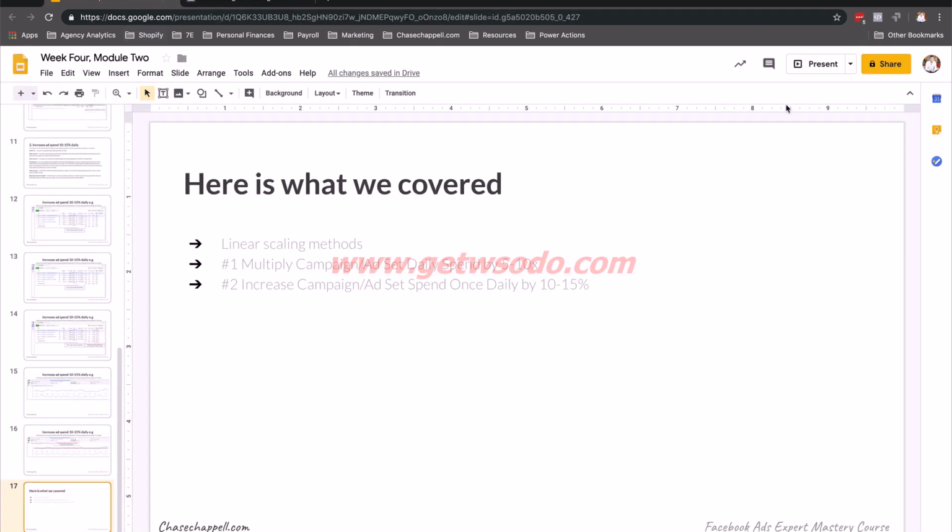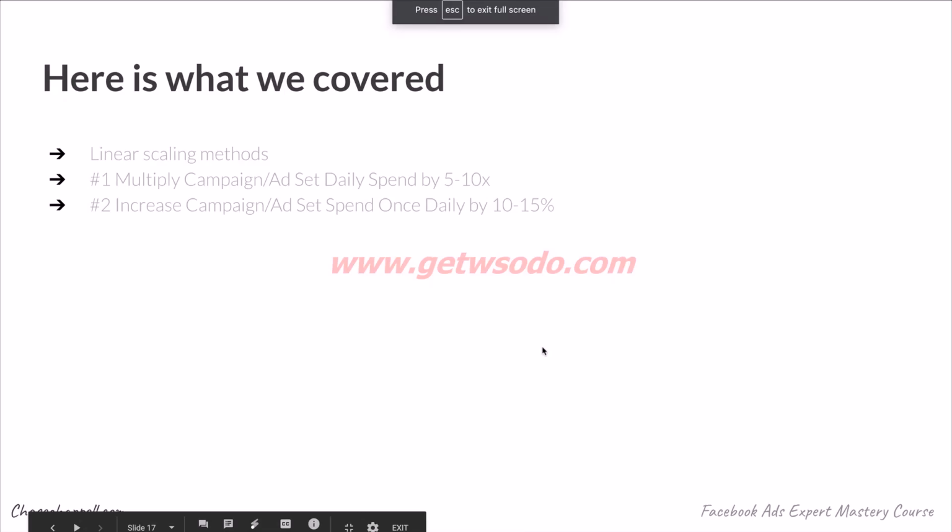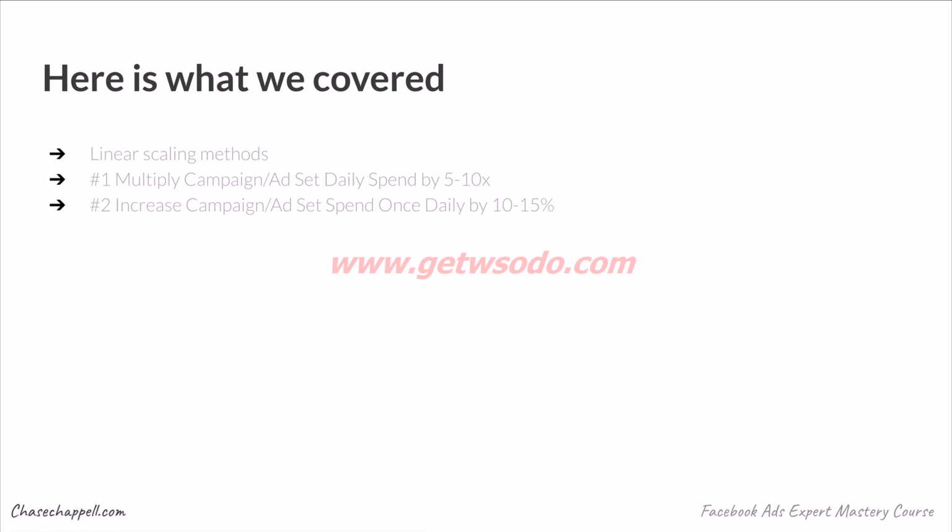And so here's what we covered today. We covered the linear scaling methods, and the first one being multiplying your campaign ad set daily spend by 5 to 10 times KPI. So that's your number one best performing ad set. You would end up duplicating it and scaling it up by 5 to 10 times the amount on the daily spend. And then the second one is increasing your campaign or ad set level spend once daily by 10 to 15% to avoid algorithm learning phase reset, allowing you to bypass that and being able to get the same or similar cost per result with little to no cost fluctuation.